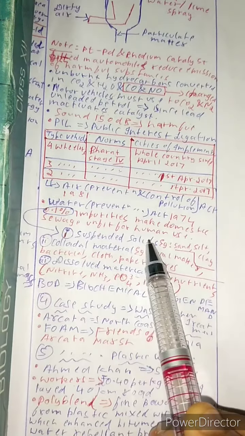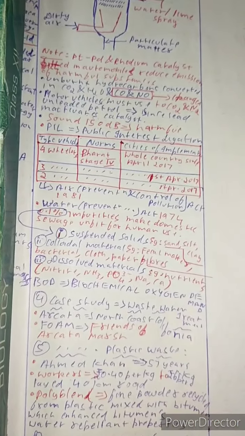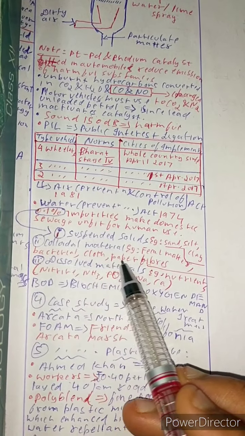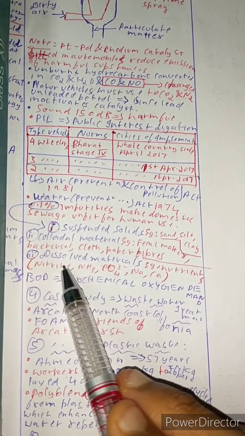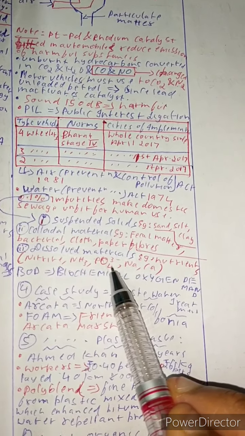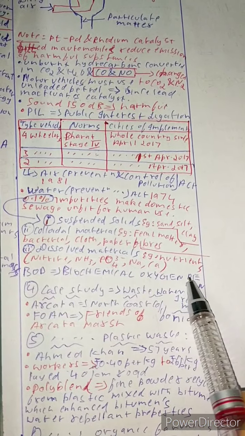What do you mean by suspended solids? Suspended solids are sand, silt and clay. Colloidal materials are fecal matter, bacteria, cloth, paper fiber, and dissolved materials are nutrients, that is nitrite, NH3, phosphate, sodium and calcium. What is BOD? Biological oxygen demand.